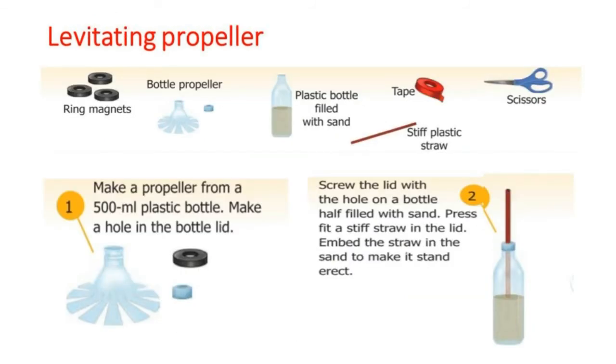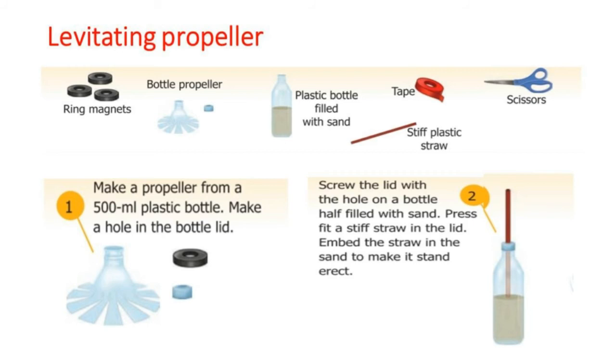We know that like poles of the magnet repel each other. By using repulsion, we can levitate a magnetic object. Let us make a toy and enjoy magnetic levitation. So we are going to make a levitating propeller. To make the levitating propeller, we need ring magnets, a bottle propeller, a plastic bottle filled with sand, tape, a stiff plastic straw, and scissors.